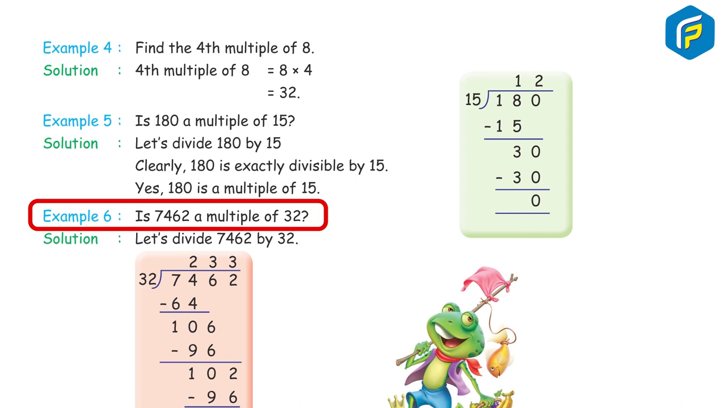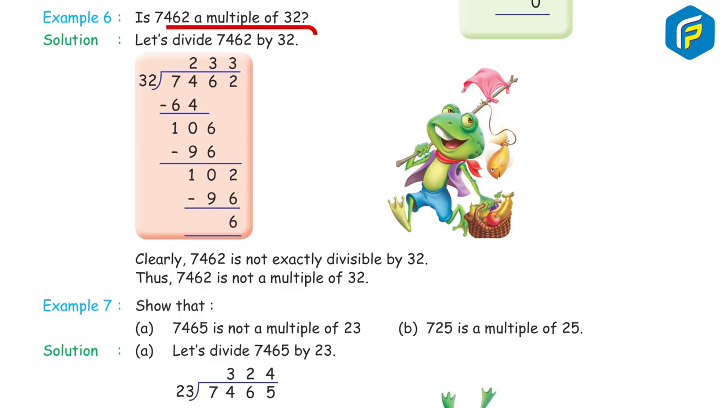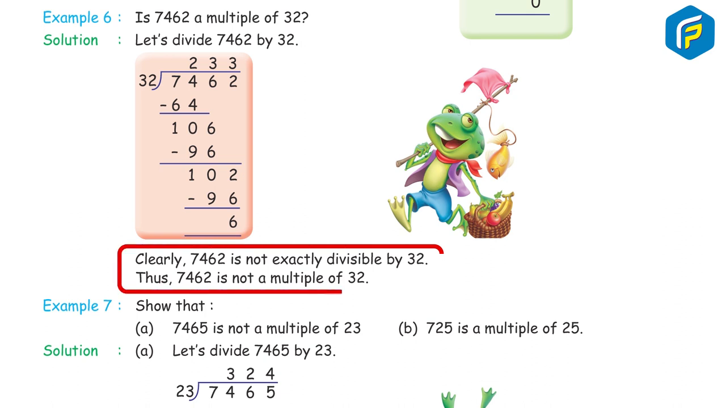Example 6. Is 7,462 a multiple of 32? Solution. Let's divide 7,462 by 32. Clearly, 7,462 is not exactly divisible by 32. Thus, 7,462 is not a multiple of 32.